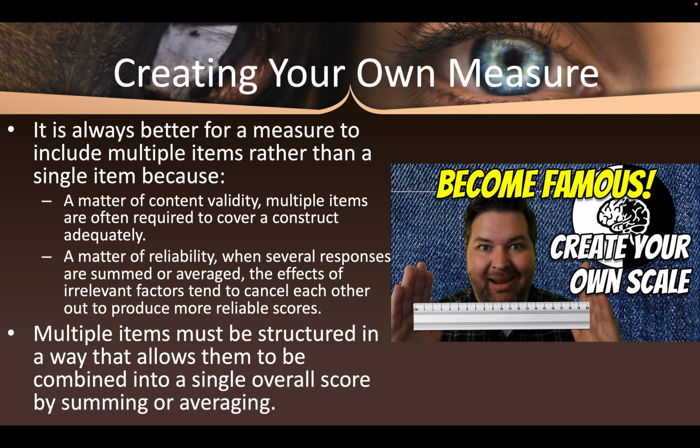It is always better for a measure to include multiple items rather than a single item. As a matter of content validity, multiple items are often required to cover a construct adequately. As a matter of reliability, when several responses are summed or averaged, the effects of irrelevant factors tend to cancel each other out to produce more reliable scores. Multiple items must be structured in a way that allows them to be combined in a single overall score by summing or averaging.